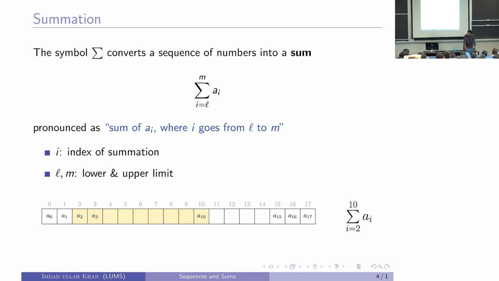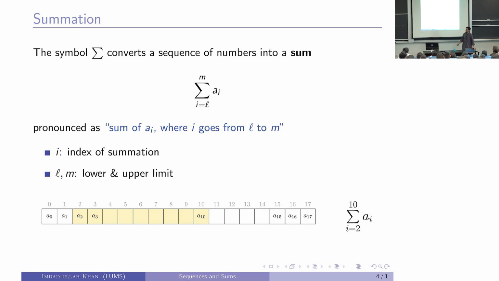So the sum of a_i when i goes from L to M, where L is called the lower limit and M is called the upper limit. If I want to add the first, how many elements are there? 8 elements? No, it starts from 0, so this is 9 elements. If I want to add these 9 elements, I will write the sum as i goes from 2 to 10 of a_i, right? It will give me the sum of these elements from this array. Okay, clear? Is the language clear?